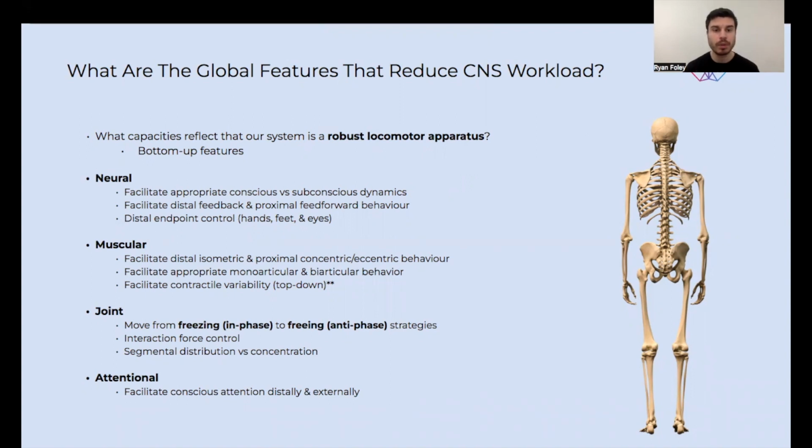Okay, so what are the global features that reduce central nervous system workload? And we briefly spoke about these capacities to reduce that central nervous system workload, where we can shift things from that annoying boss situation that's over your shoulder, trying to micromanage everything that you do, to a boss that trusts your capacities.